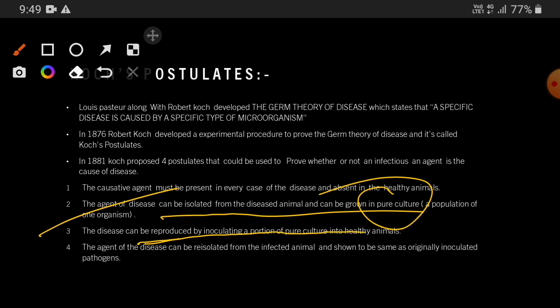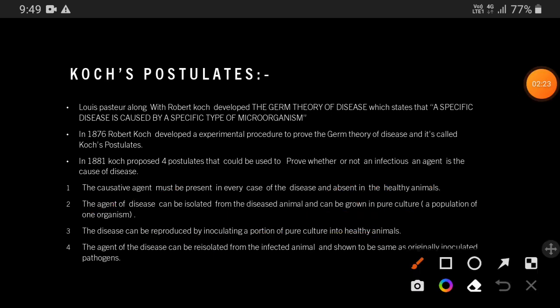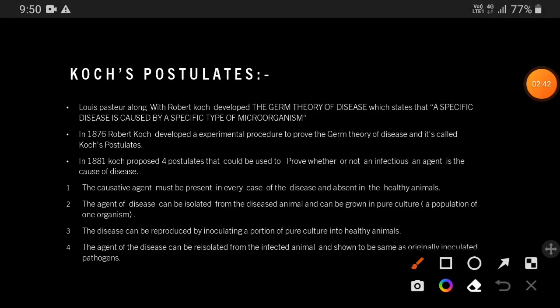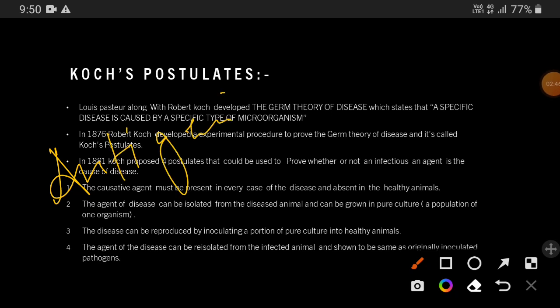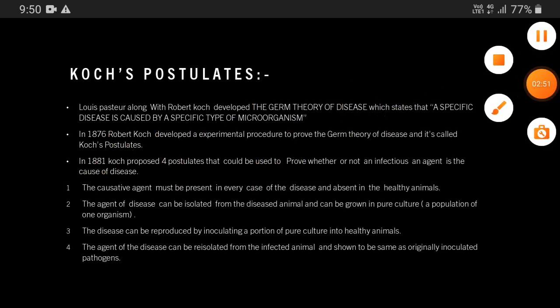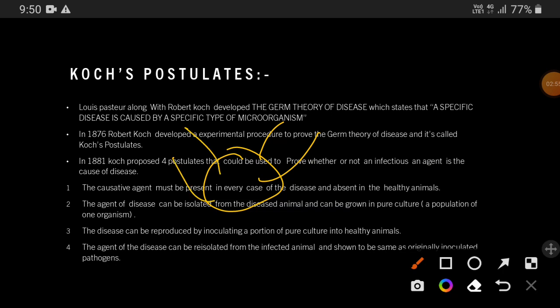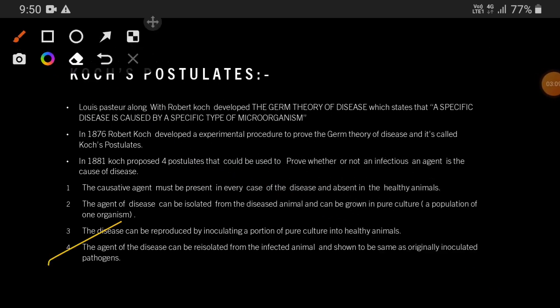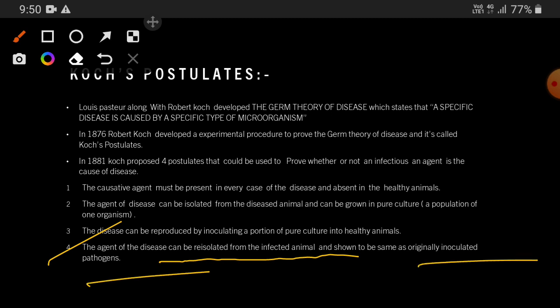The disease can be reproduced by inoculating a portion of pure culture into a healthy animal, and the agent of the disease can be re-isolated from the infected animal and shown to be the same as the originally inoculated pathogen, right? But that is not true, because just think about the influenza virus. There is a chance of genetic reassortment, what we call antigenic shift. If a particular cell is infected by different strains of influenza virus, there can be genetic reassortment and production of a new type of influenza virus that causes a pandemic, right? So the fourth point of Koch's postulates, that the agent you inoculated in a healthy host can be re-isolated and shown to be the same as what you originally inoculated, is not always true.